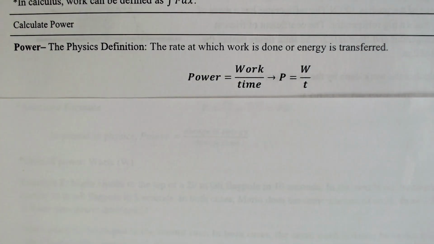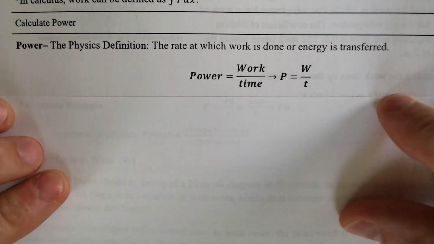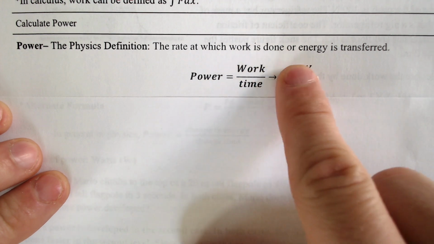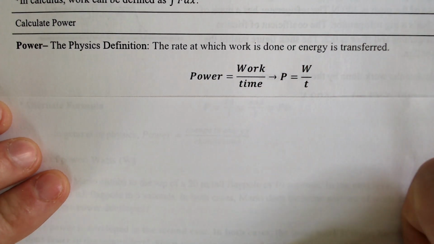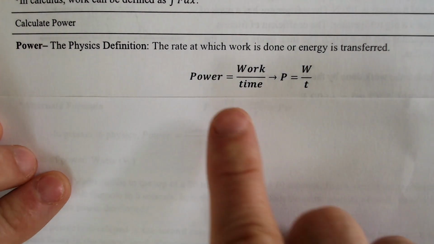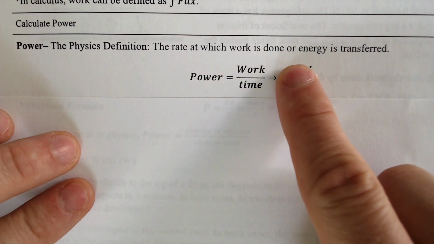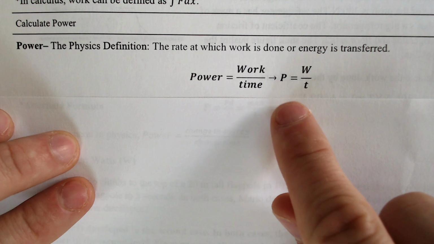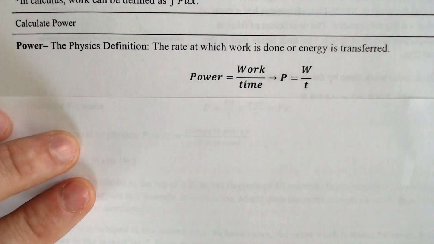Today we are going to be talking about power. The physics definition of power is the rate at which work is done or energy is transferred. Power is how much work you do divided by how long it took you to do it. The formula can be P is equal to W over T, which kind of makes sense.